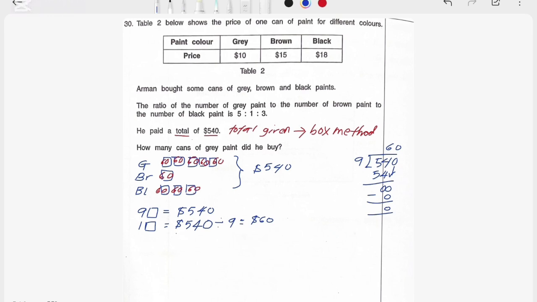How many cans of grey paint did he buy? So let's look at grey paint. Grey paint has 5 boxes, which means 5 times 60. 5 times 60 is simply 5 times 6 with a 0 at the back. 5 times 6 is equal to 30. So Arman spent $300 on the grey paint. But that's not what the question wants.